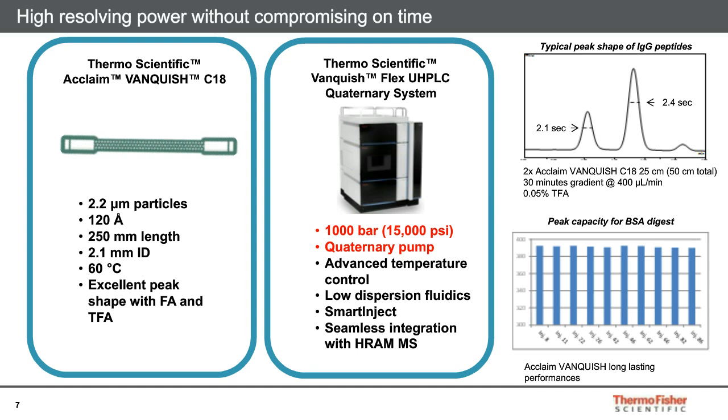In the bottom right panel, we see a long-term peak capacity evaluation for a BSA digest. Here we are talking about several days of continuous operation at 60 degrees. The message you can get from this figure is that the peak capacity remains unchanged after several days of continuous work at 60 degrees.